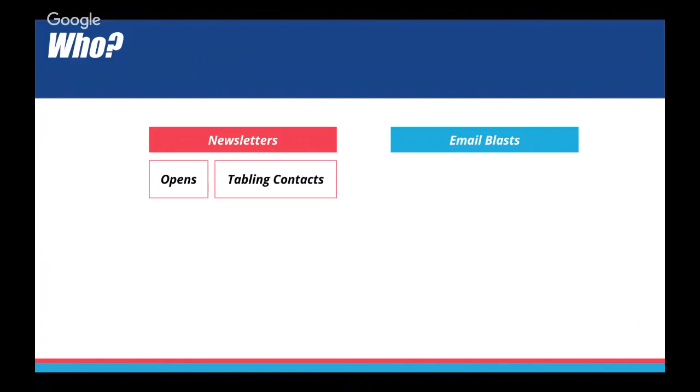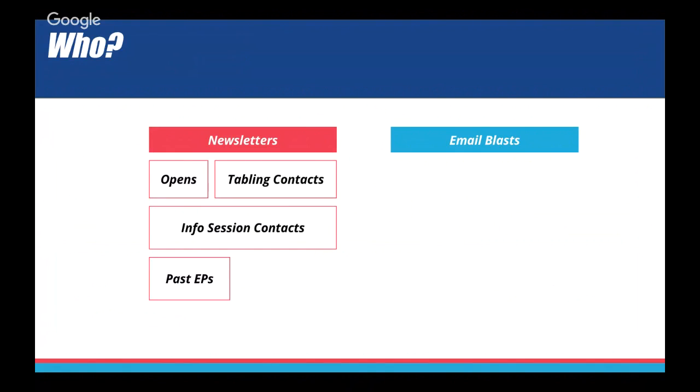So newsletters, like I said, opens from Expo, contacts from tabling, sessions, past EPs. This is a really big one. Any EP that was remotely interested and didn't go abroad, or was just an open last semester that didn't move through the pipeline, they're not completely dead. So you should still consider contacting them and see if they're now interested in going for summer, as well as rejected general members.